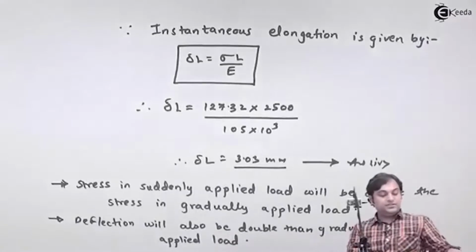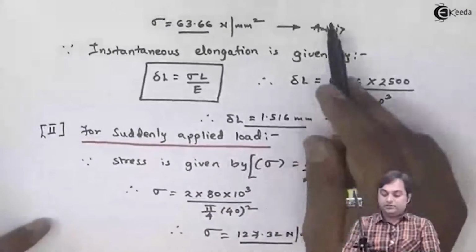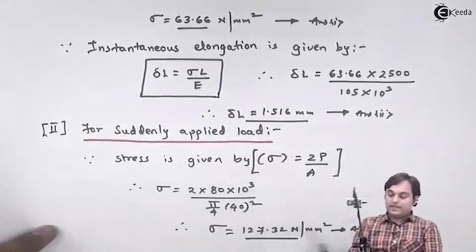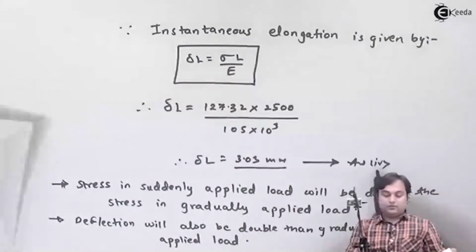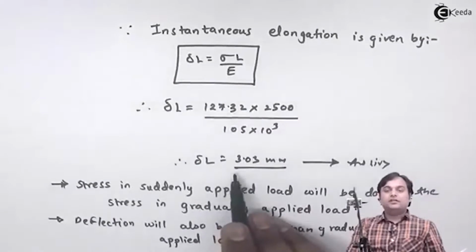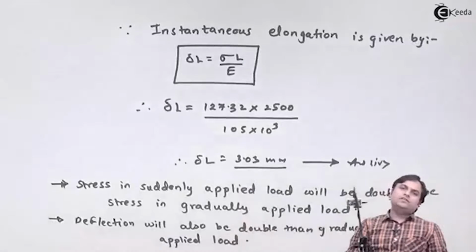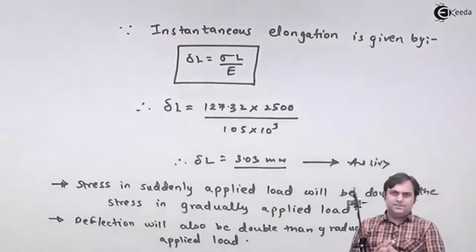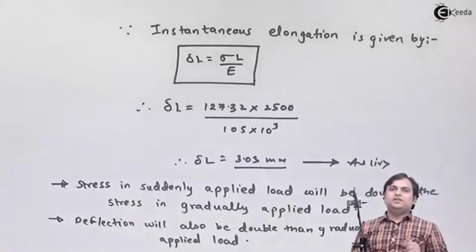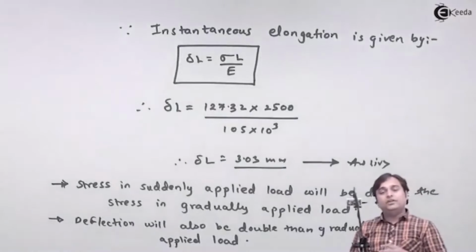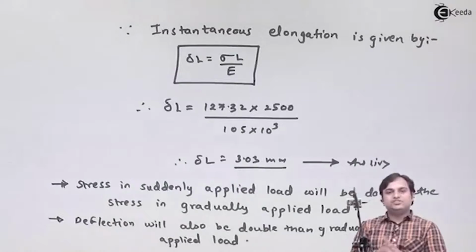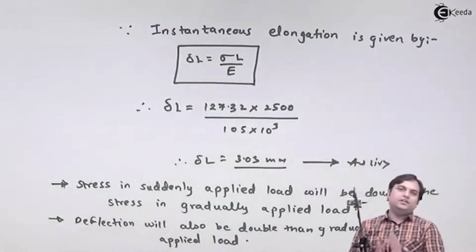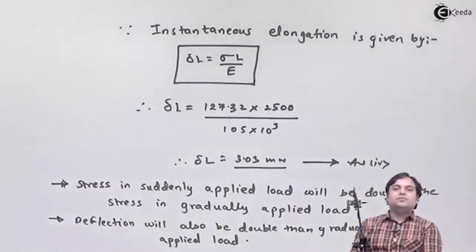As we can easily see from answer number 1 and answer number 3, stress value in suddenly applied load is more. From answer 2 and answer 4, we can see that deflection in suddenly applied load is more. So whenever there is a question in which the load value and cross section is same, but one is applied gradually and the other is applied suddenly, we can say that in suddenly applied load the stress will be more, and even the deflection would be more than gradually applied load. With this we complete the question.